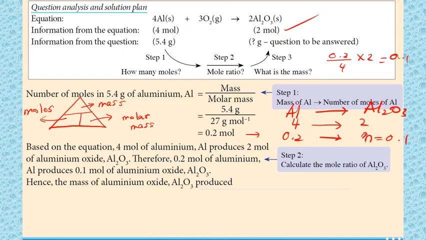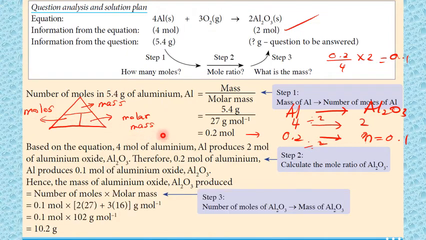Or you can do it like this: 4 to become 2 is divided by 2. So 0.2 you also divide by 2, so you will get 0.1. So 0.1 is the number of moles for aluminium oxide. To find the mass, what we do is moles times molar mass, according to the formula. We have the moles here. To find the mass, moles times molar mass.